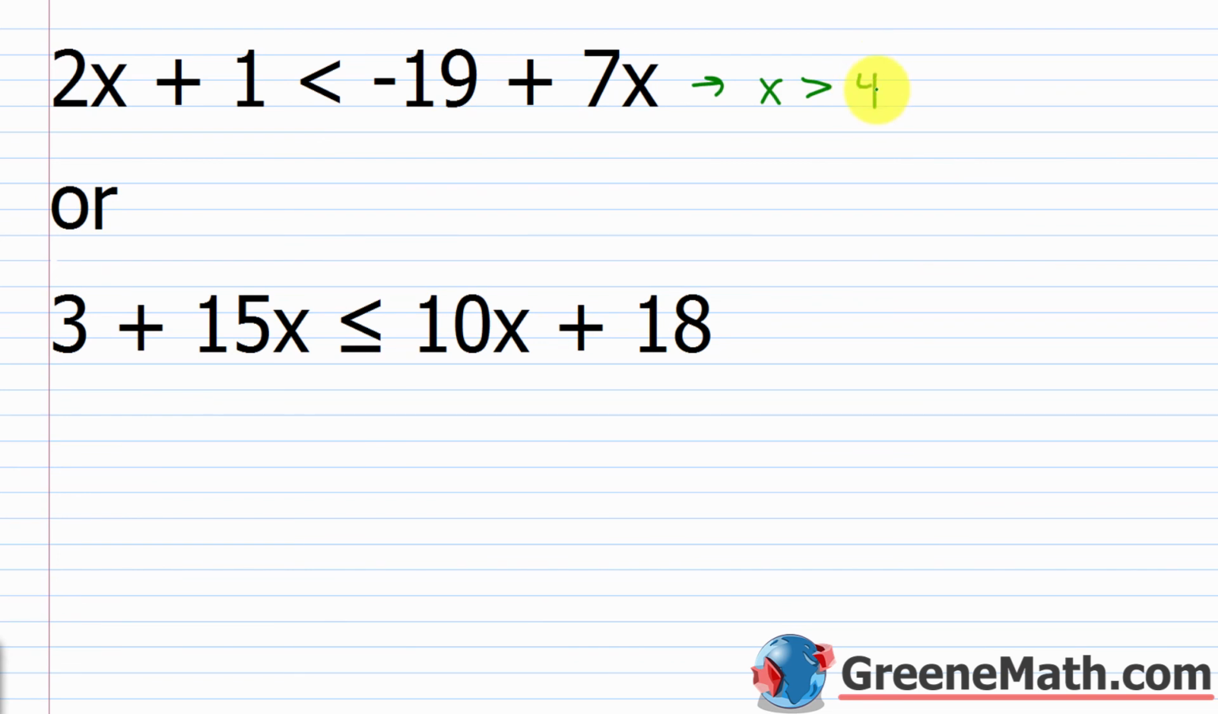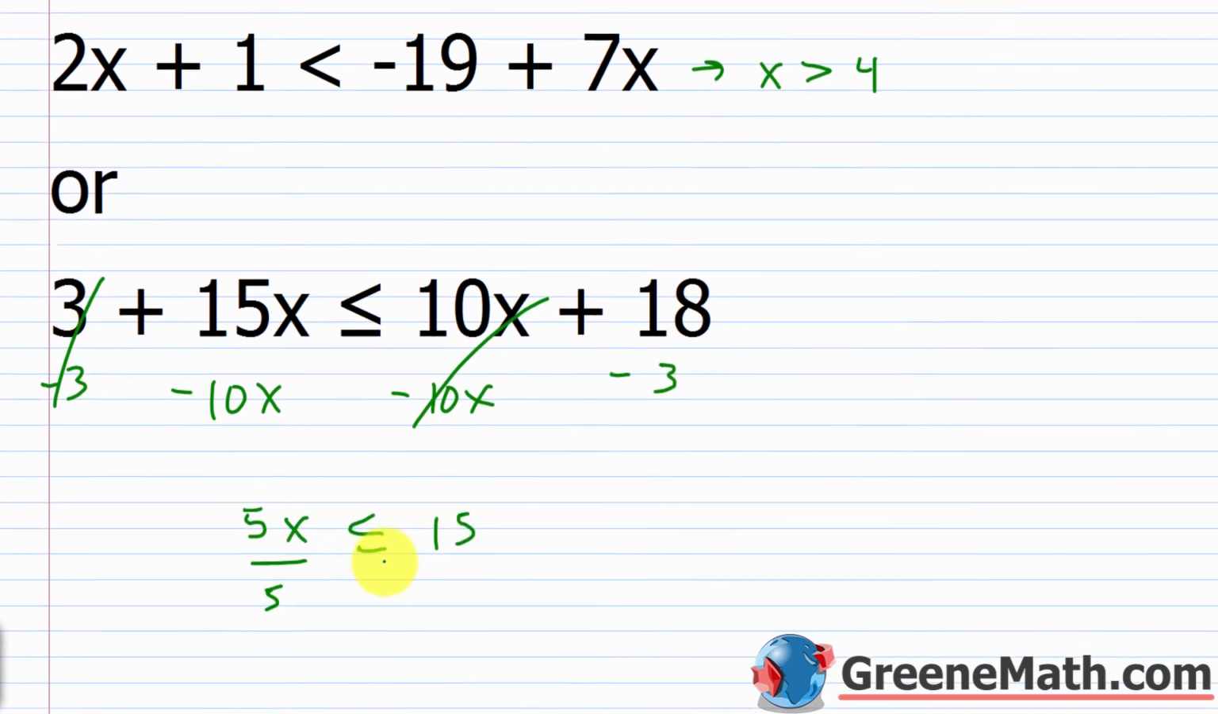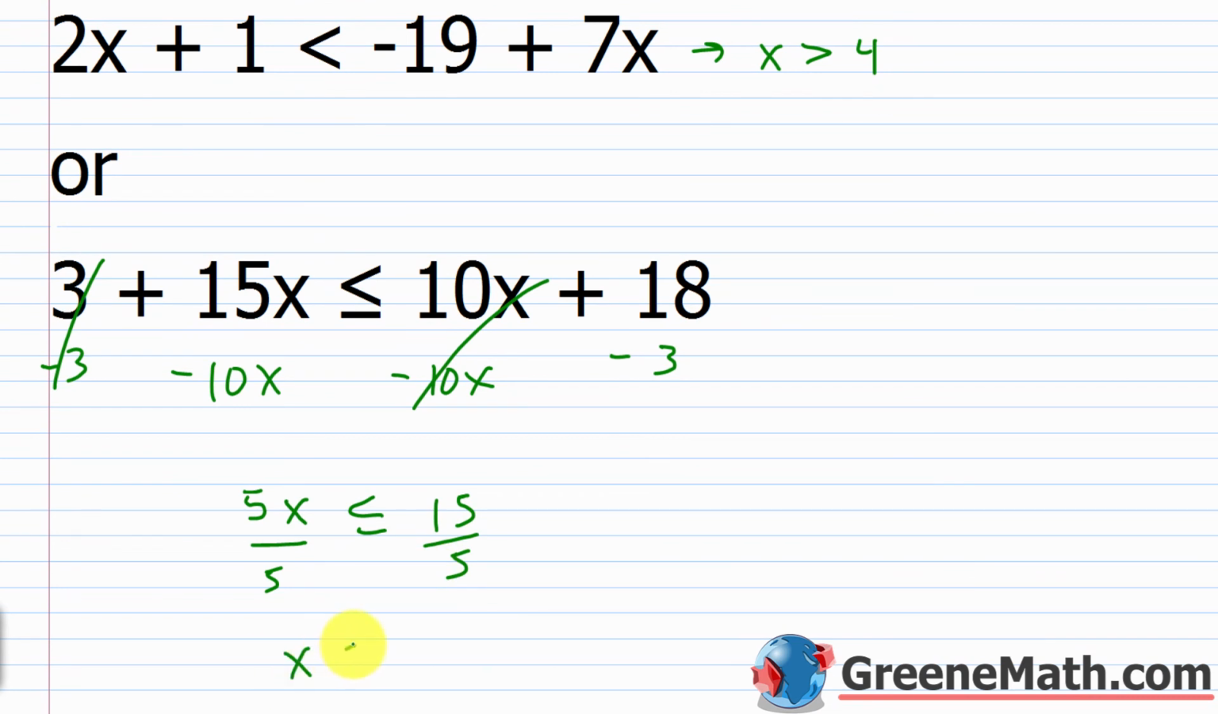All right, for this one right here, I could subtract 3 away from each side. So that would cancel. And I could subtract 10x away from each side. So that would cancel. 15x minus 10x is 5x. And this is less than or equal to 18 minus 3, which is 15. We divide each side by 5. And we get that x is less than or equal to 3. So this is x is less than or equal to 3.